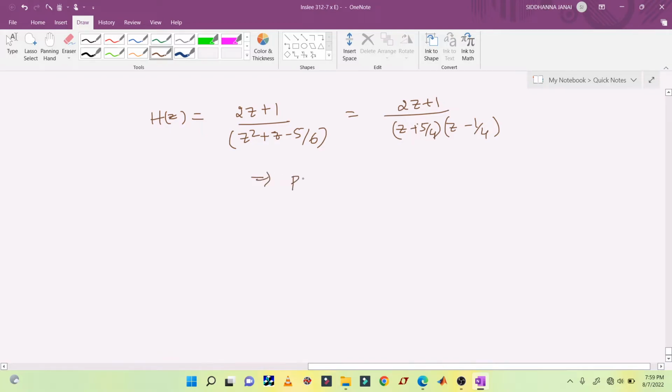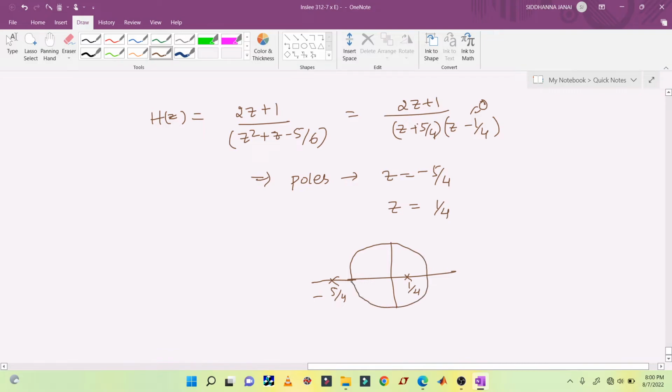So what are the poles here? Poles are z is equal to minus 5 by 4 and z is equal to plus 1 by 4. If you equate it to 0, then you will get this as well. So minus 5 by 4 is obviously greater than 1 in magnitude. The 1 by 4 pole is here, minus 5 by 4 might be here, and our unit circle might be here, this is 1.